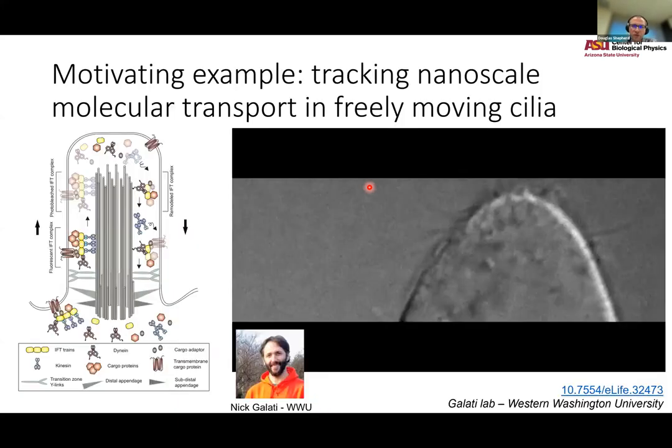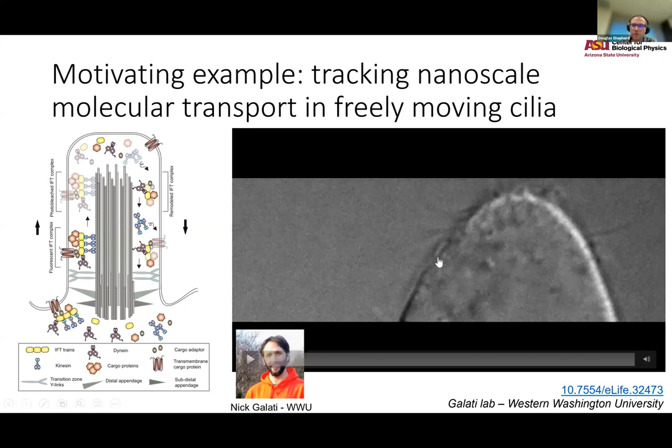So I want to give you two motivating examples of things we're interested in in the lab at the moment. And I'm going to flat out say we haven't solved both of these problems, but these are the motivations for the microscope approaches I'm going to talk about for the rest.